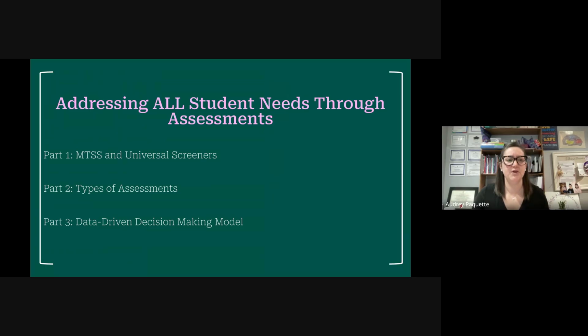So how I want to go about this. I'm doing 3 different sessions, 30 minutes each, and it's really to address 3 different things. Today we're really going to talk about MTSS and the universal screeners. Next week is going to be about types of assessments, the 4 types of assessments and how to go about them. And then week 3 is going to be about the data-driven decision-making model.